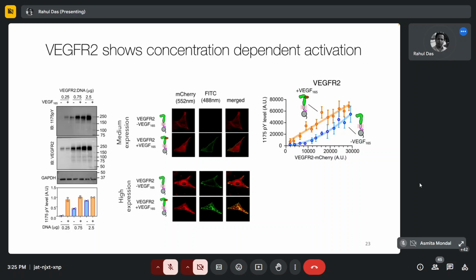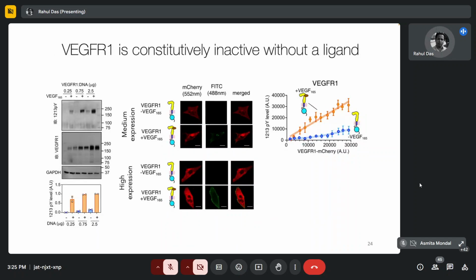So the first surprise that we got is actually for VEGFR1. And you can see that for VEGFR1, even if you express these cells at a very high receptor density on the membrane, these receptors do not get activated in absence of ligand. And they always need a ligand stimulus to activate.